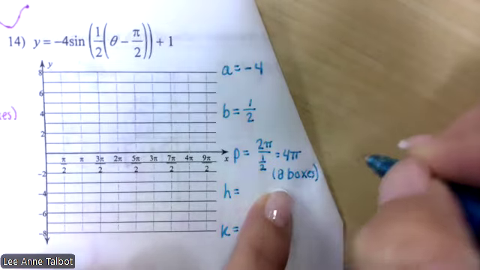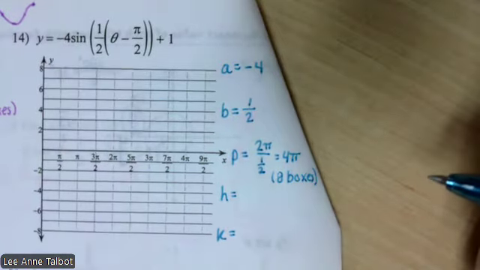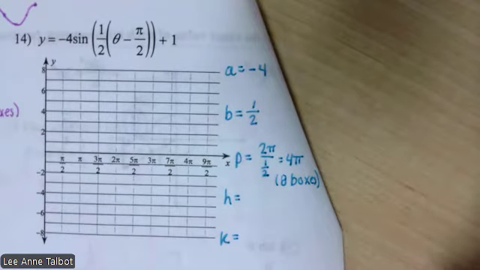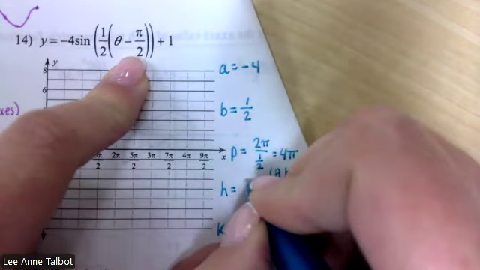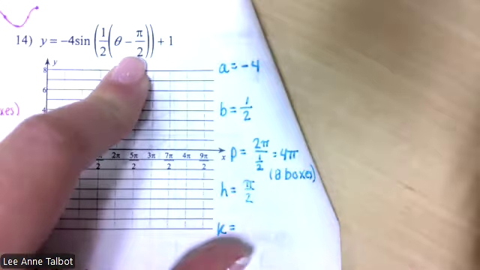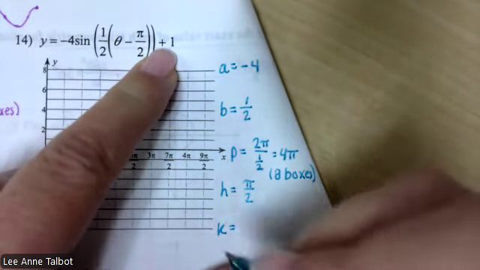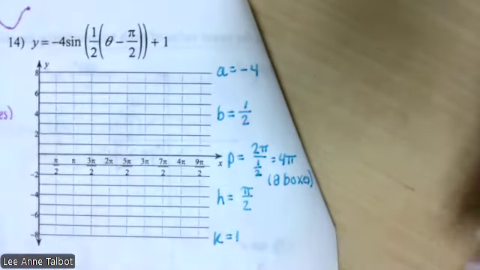Boxes are big on this one. That's going to end up looking nice. Whenever the boxes are bigger, the wave ends up looking better, I think. I hope. Okay, h is positive pi over 2. Remember to switch the sign. And k is positive 1.